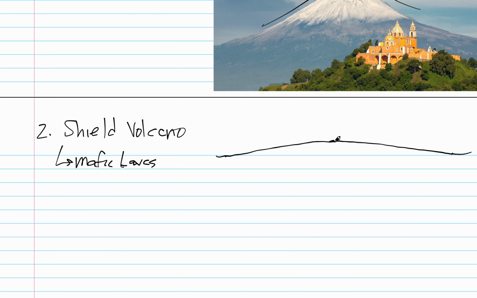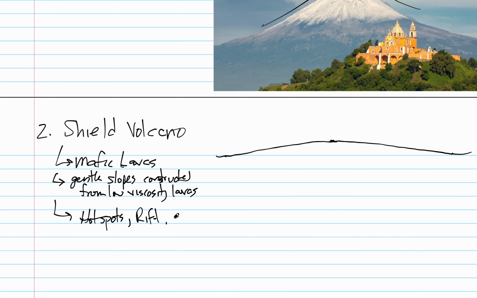You should put that down: gentle slopes constructed from low viscosity lavas. Our great example of shield volcanoes are hotspots, but you can also have them at rifts. And the Hawaiian Islands are a great example. So let's just say Hawaii.